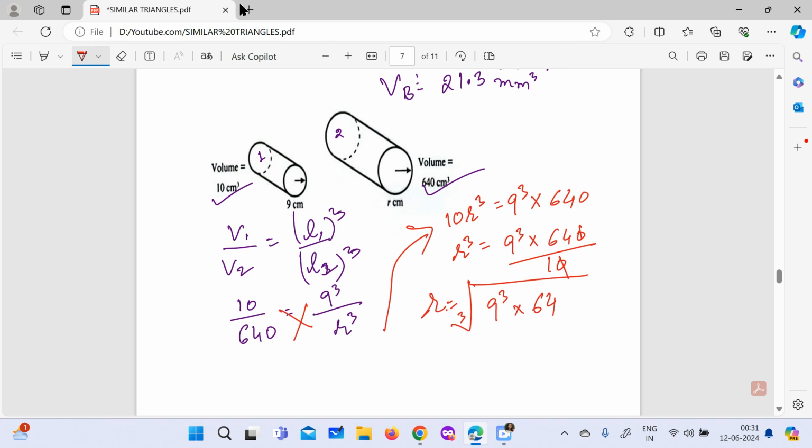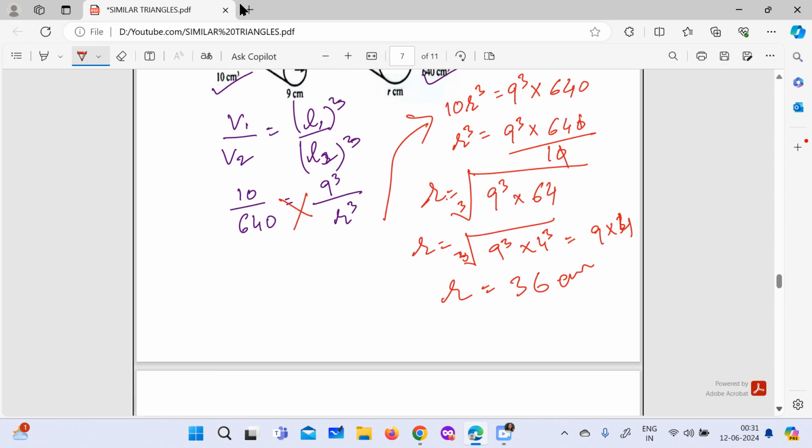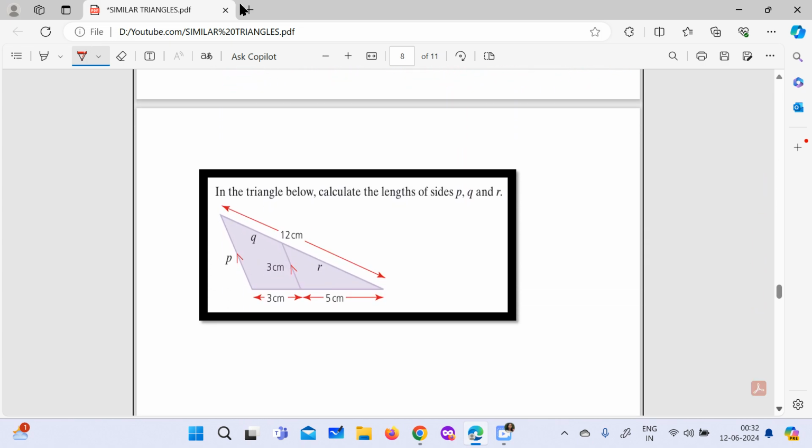So we know that 64 is nothing but 4 cubed. So it will be cube root of 9 cubed times 4 cubed. And when we bring out the common for cube root, it will be 9 times 4. 9 times 4. Hence, your radius is nothing but 36 centimeter. Yes. So we did question on area, we did question on volume. Let's see a few more questions based on this.